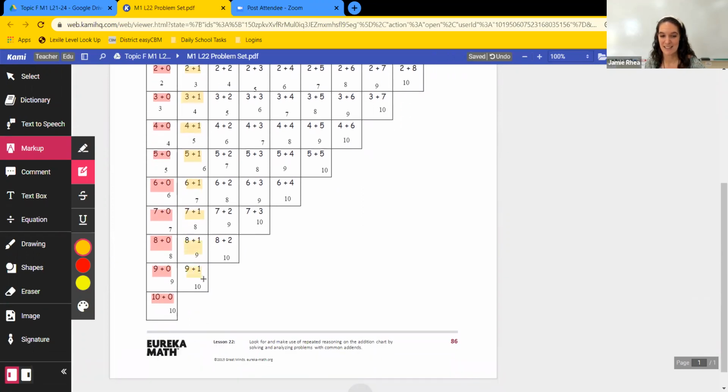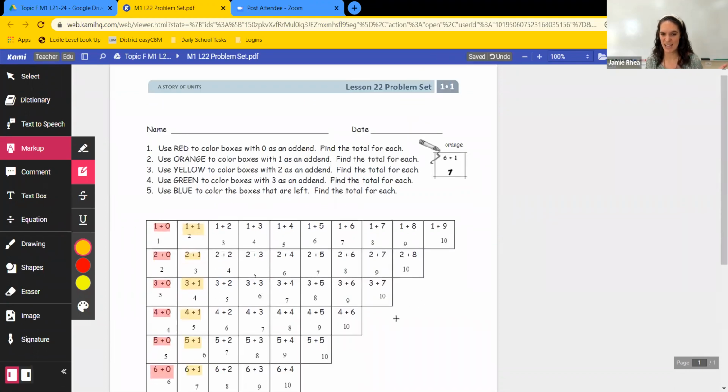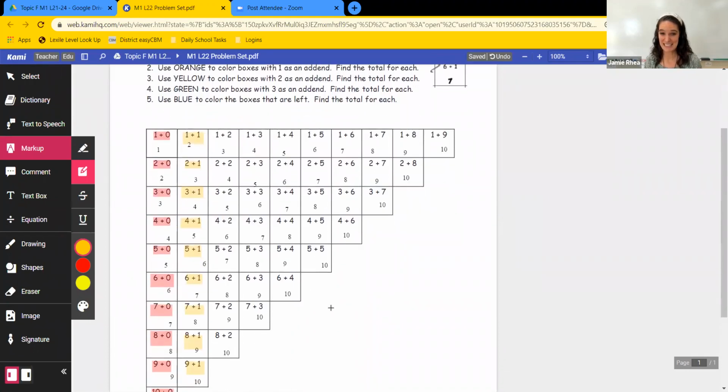Okay? Now, are we done? Are there any more that have 1 as the add-in? Let's look. Looky there. I have a 1 in my add-in. So I'm going to highlight it. There's another 1. And another 1. Oh my goodness, look at all these 1s we're finding. Let's keep highlighting those 1s in orange. Now, are there any more? Look around. I don't see any more. Okay, so the next one.